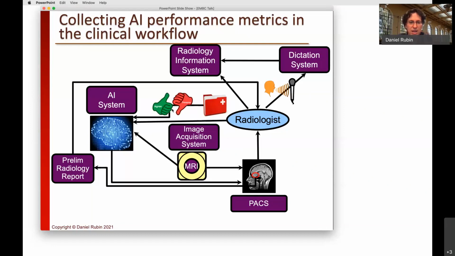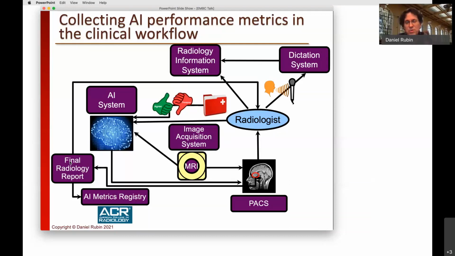And that needs to then be factored into the final report, so that a final report is generated that will record the final, but a diff needs to be done between that final report and the preliminary report to capture the errors that the AI made. And those errors can be reported to a registry, and the American College of Radiology is in the process of setting up such a registry.